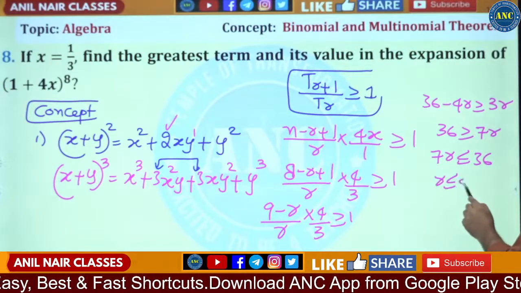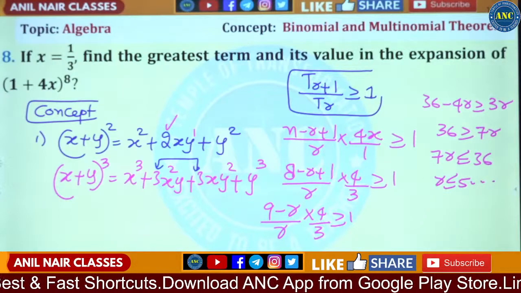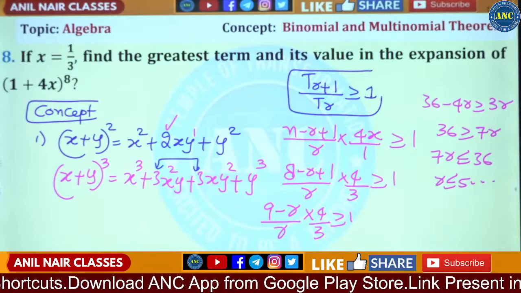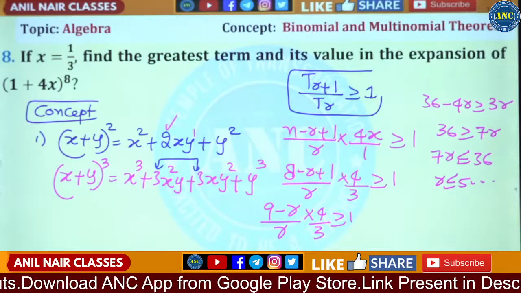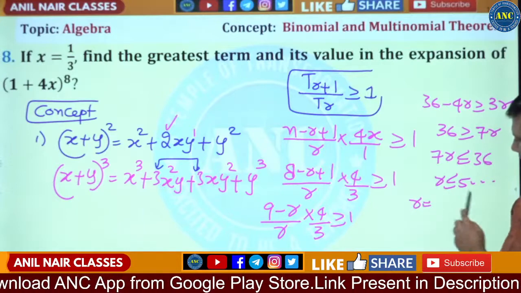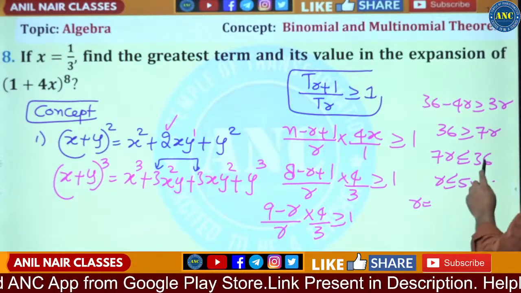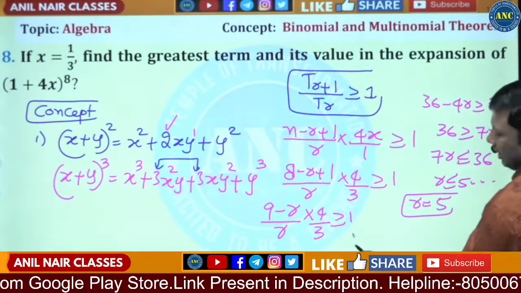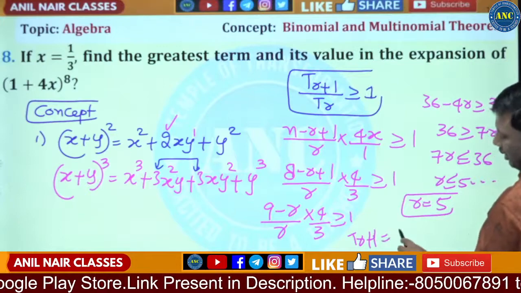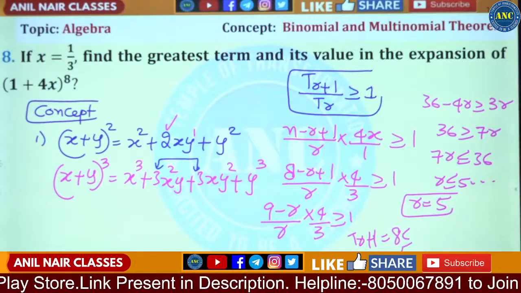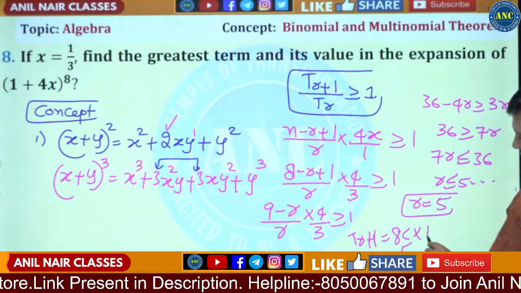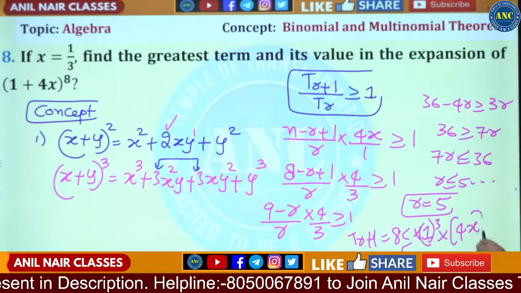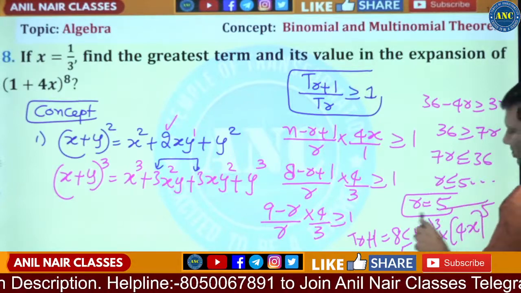R is less than or equivalent to 5 point something. Now if you see here, r equivalent to 5. If r is 5, T(r+1) will become 8C5 into 1 power 8 minus 5 into (4x) power 5, where x is 1 by 3.